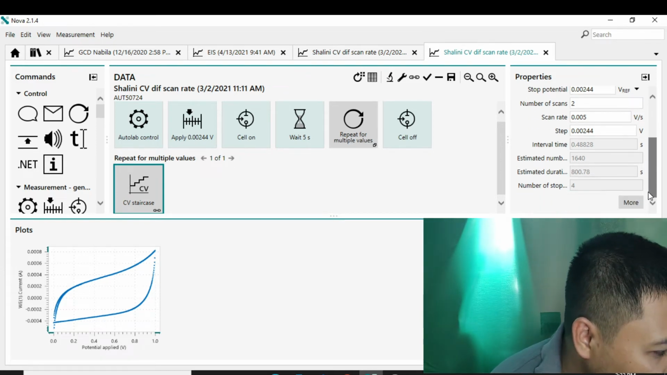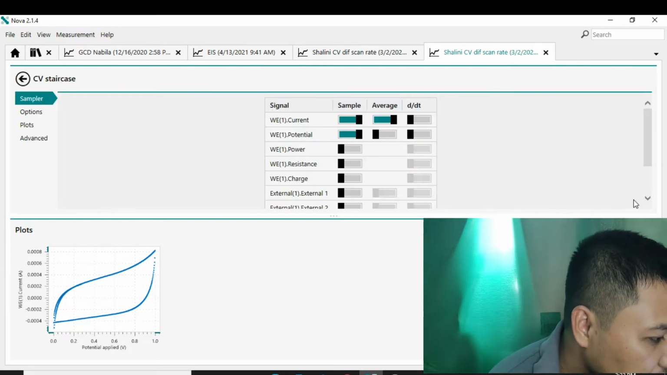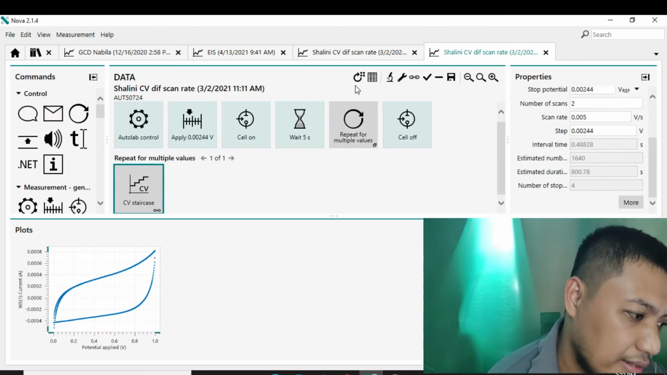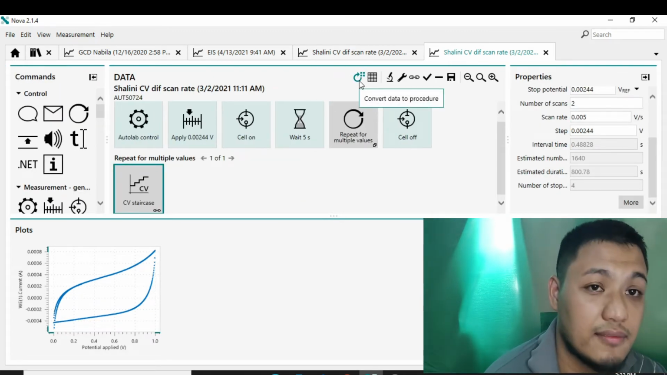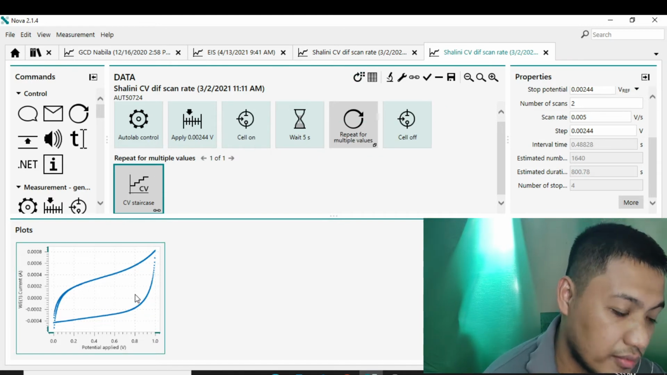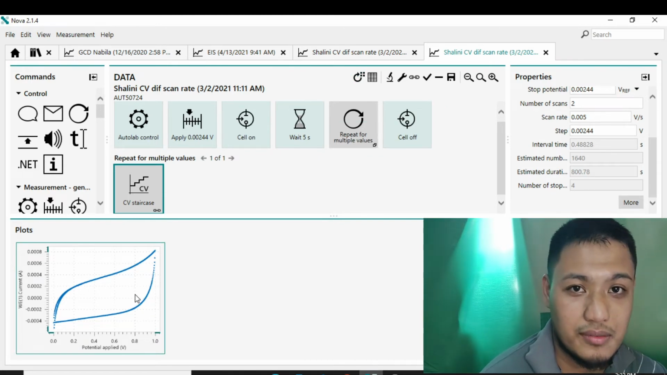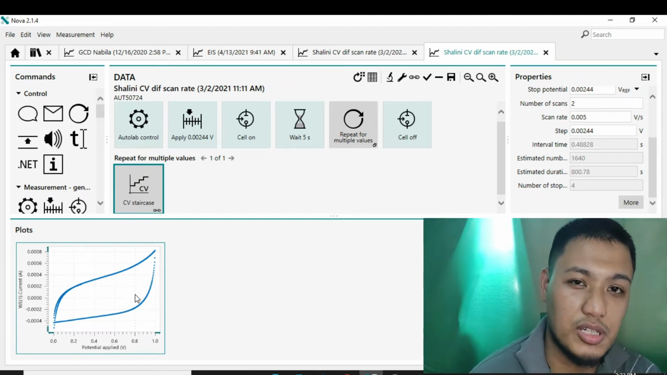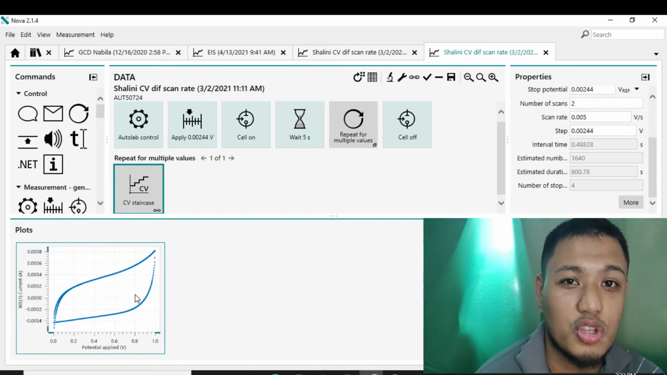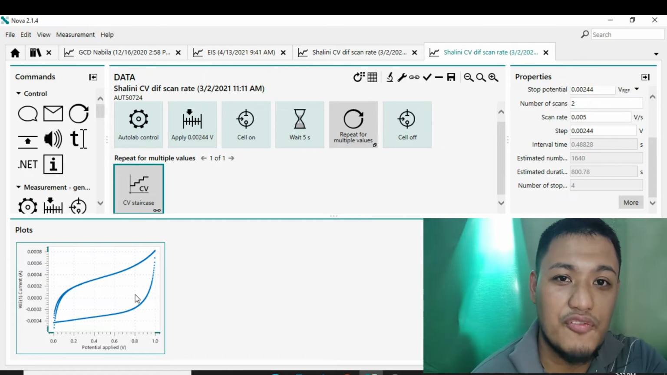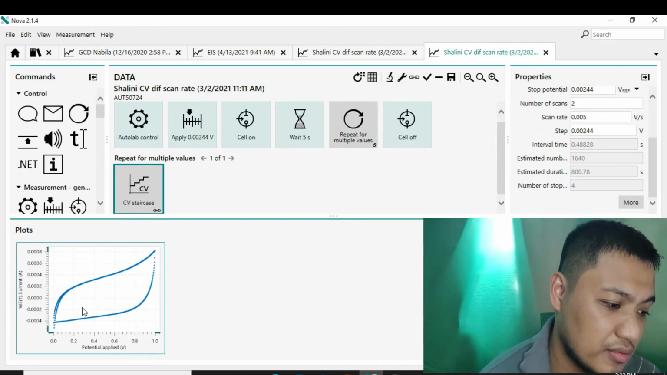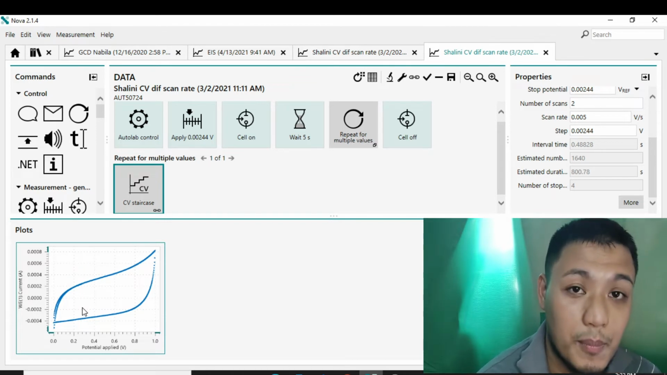Next, the rest is nothing, and this is nothing also. Just click run after that. You can click the run button so you can get your result like this. Depending on your material, if EDLC, you can get a rectangular, almost rectangular shape. Pseudo is a distorted rectangular; maybe you can see a leaf shape. This is like a leaf shape, so this is a pseudo capacitor.